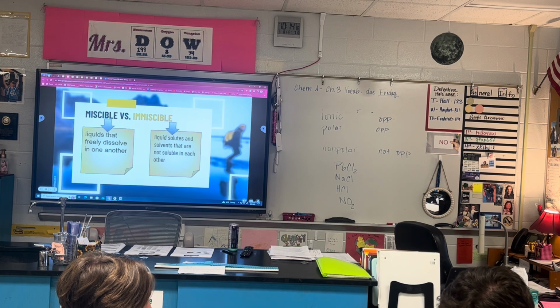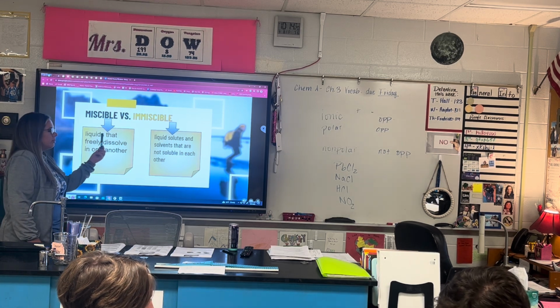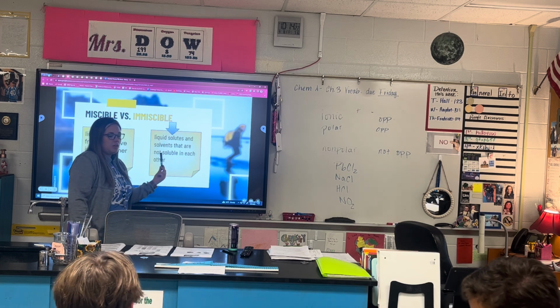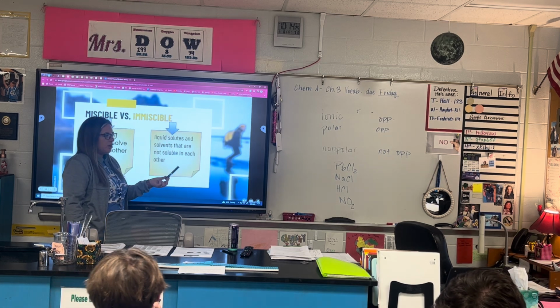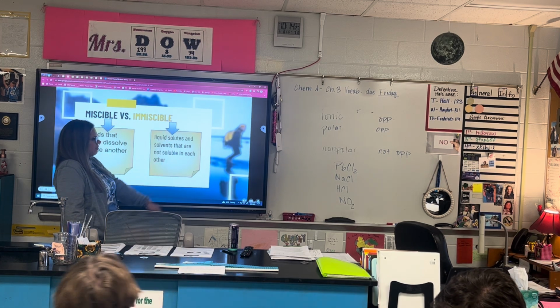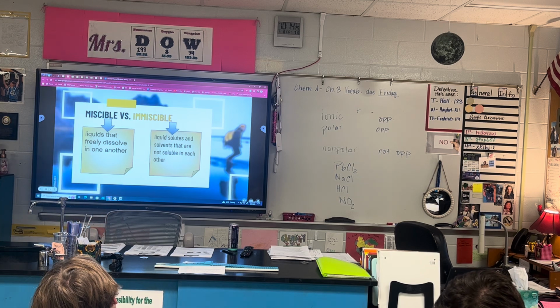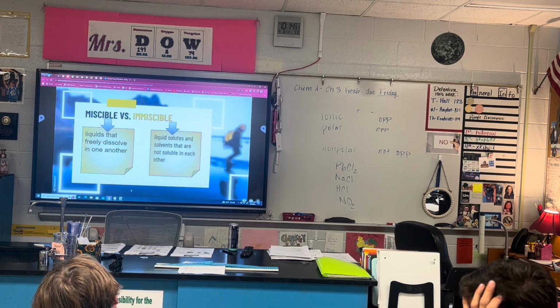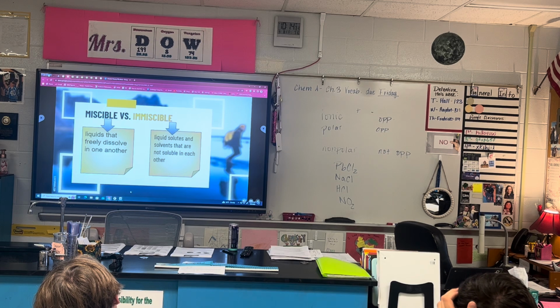Two liquids that dissolve into one another, miscible. If they don't, they settle out, they won't dissolve into each other, immiscible, like oil and vinegar. You got miscible versus immiscible?